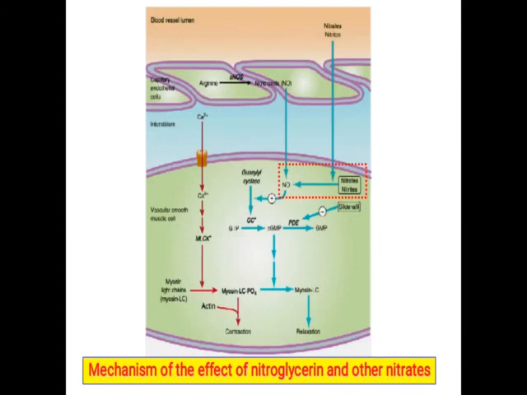This is given in the format again: nitric oxide activates guanyl cyclase. Guanyl cyclase activates the conversion of GTP into cyclic GMP, which activates the enzyme protein kinase, which causes the dephosphorylation. And this myosin light chain is responsible for the relaxation of blood vessels.